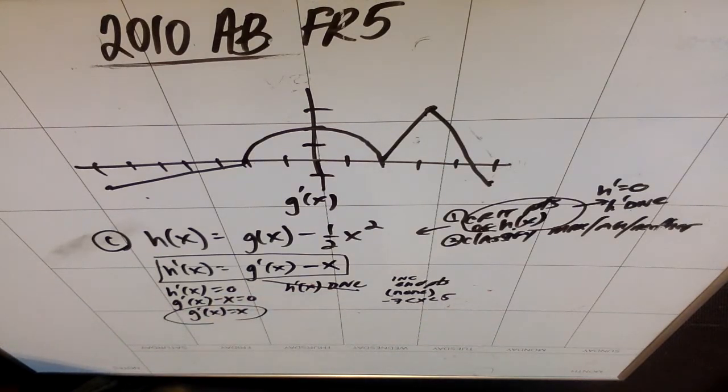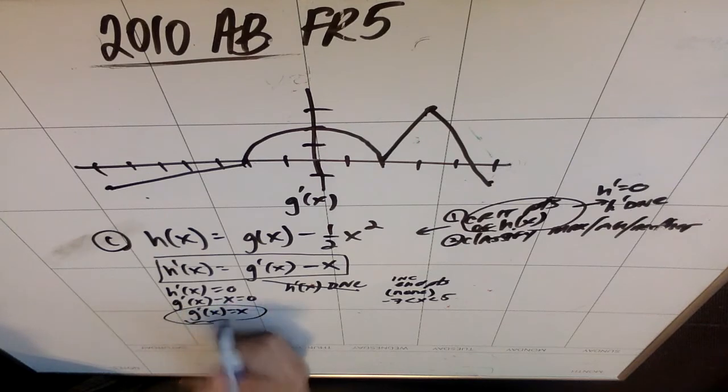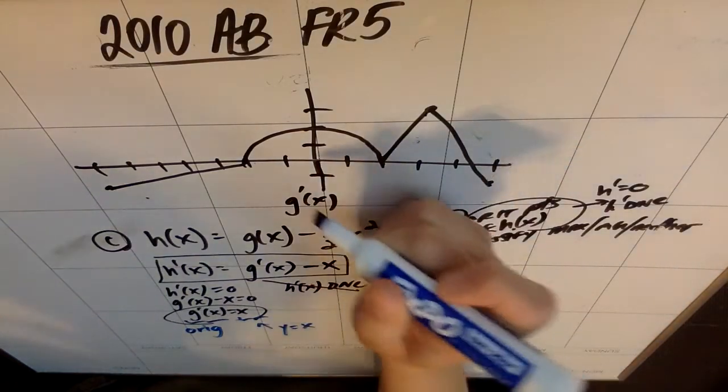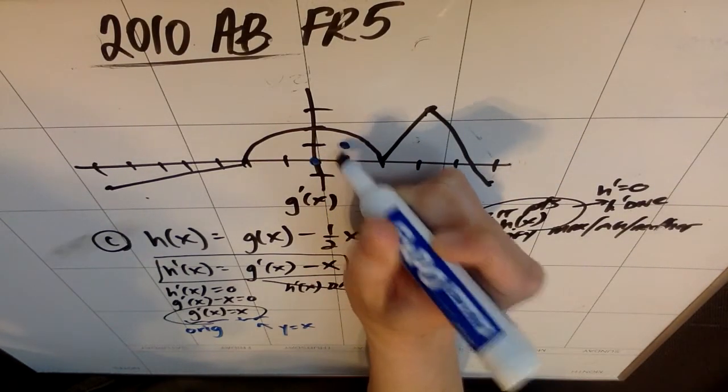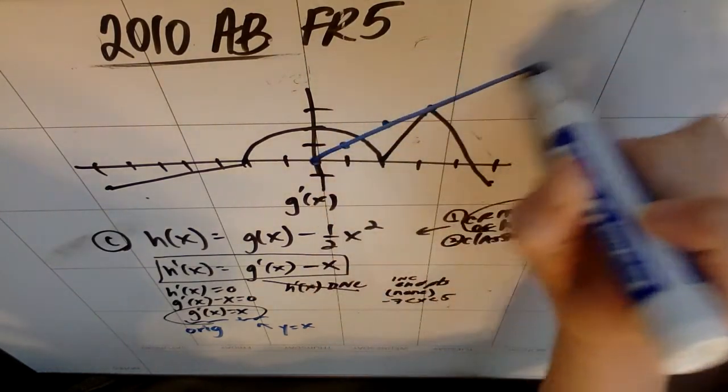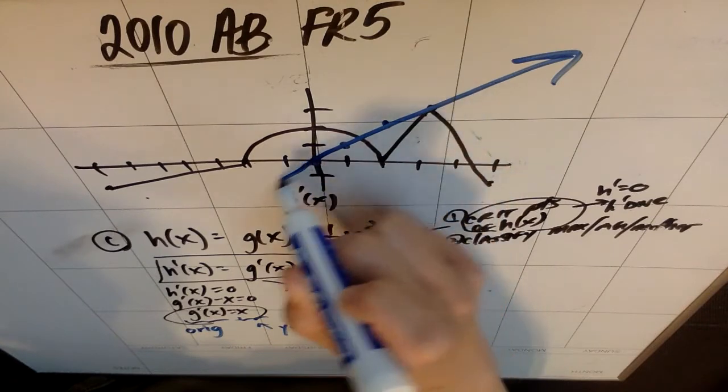So we have this graph of g prime. So this graph, right, this is the original graph that I was given. And if I want to graph what y equals x looks like, it's the point 0, 0, 1, 1, 2, 2, 3, 3. It's this line, right? I'm not great at drawing it, but you get the gist.